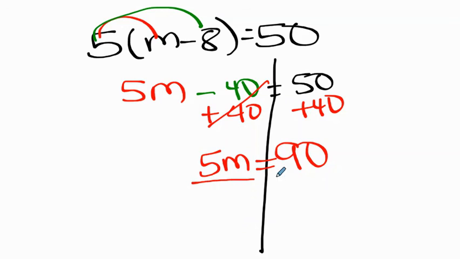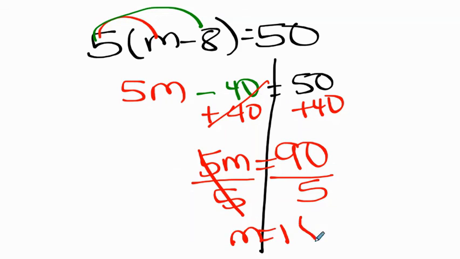Now I'm going to divide both sides by 5. This cancels out. And 90 divided by 5 is 18. So the value of m is 18.